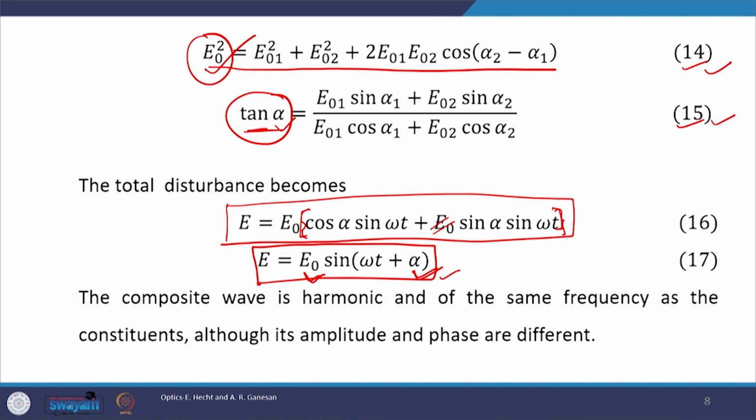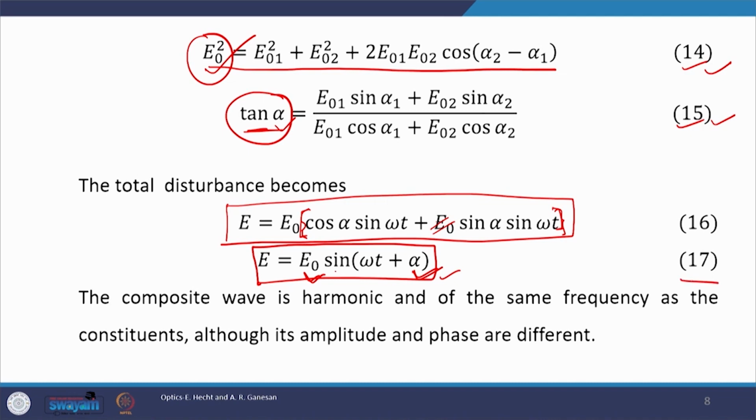If we let two waves of the same frequency overlap in space and time, then the resultant disturbance will be given by equation number 17. What we see here is that the resultant disturbance, which is given by equation number 17, is again a harmonic wave.